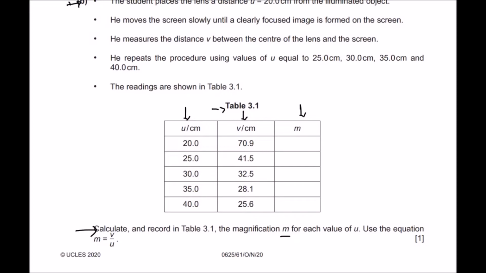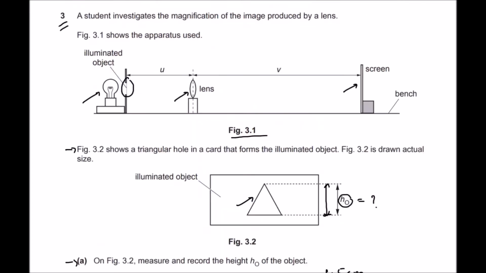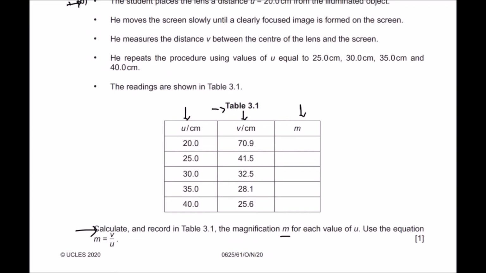Jump on the diagram one more time. You can see clearly distance u. This u is equal to the distance between the lens and the illuminated object. Second, you can see that is v, and this is the distance between the lens and the screen. Now move on to the table. You need to calculate this column.